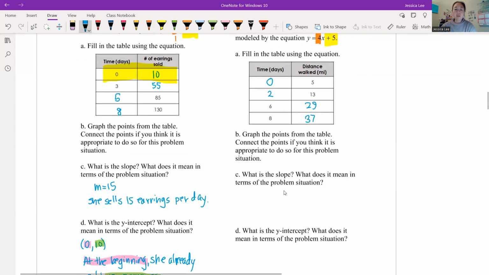All right. And okay, we graph the points. What is the slope? Okay, again, the slope is going to be 4. We don't need to calculate it out because it's already given to us. So slope is equal to 4. And what does it mean? It means Amaru walks 4 miles. Remember, 4 miles.